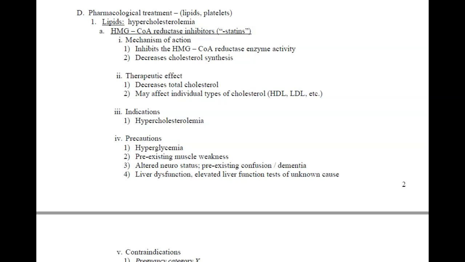So there are precautions when it comes to taking statins. I don't know if you guys can remember, but precautions and contraindications are not necessarily the same. Precaution is something that we're keeping an eye on. Usually it's still okay to give it depending on the situation. We just need to keep an eye on certain things. So for statins, the following are the precautions. Take precautions with a patient with hyperglycemia, or pre-existing muscle weakness. We also need to take precaution with altered neurostatus, pre-existing confusion or dementia. And lastly, if somebody's liver function is slightly elevated for an unknown cause. So those are the things that we need to keep an eye on.